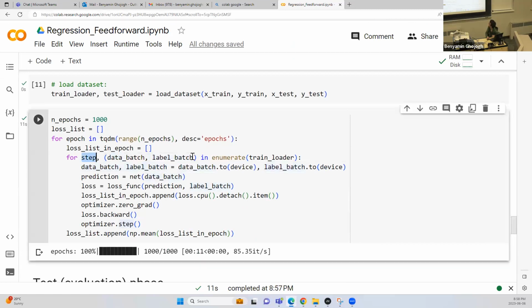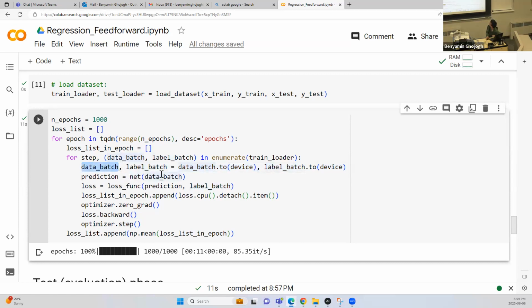And what is this step? This is the index in this iteration because of enumerate. Enumerate also gives you the index. So data batch, label batch. For the data batch, I need to bring it to the device, either CPU or GPU. If it is in CPU, I need to take it from the CPU and put it in the GPU, right? Label batch to device. So they are now in the device.